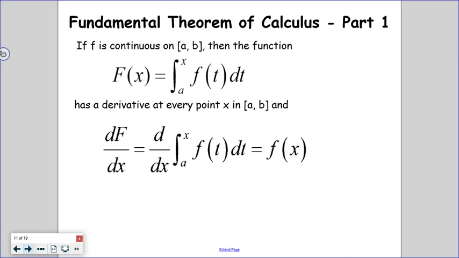It says this: if f, which is this function right here, is continuous on the interval from a to b, then the function capital F of x, the integral from a to x of f of t dt, has a derivative at every point x on the interval from a to b. And the derivative of that capital F is the derivative of the integral, which will end up being the function inside the integral evaluated at x.